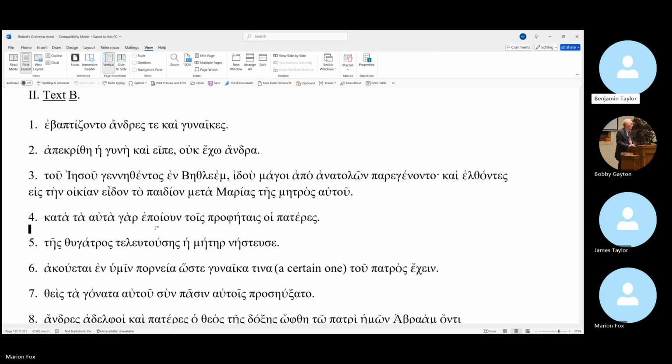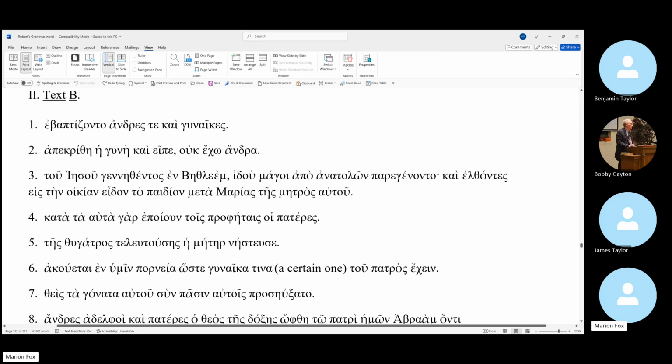No problem. On the kata ta auta, I saw that it was in the same way, or according to the same way the fathers are doing to the prophets. Okay. The fathers are the subject, and epoion is a third person plural, imperfect. They were doing these works to the fathers. Your fathers were doing the works to the prophets. They probably were persecuting the prophets. That's probably in this context what they're doing. You probably need some more context to get the full thrust of it. I think the fathers were doing these works to the prophets.